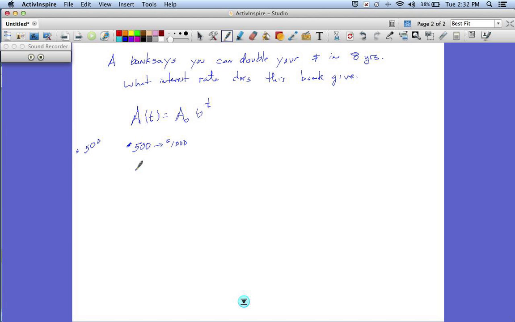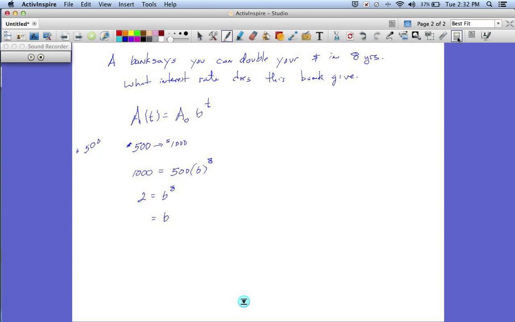All right, so $1,000 is my bank account. My initial amount is 500, and I'm multiplying by something, and I'm doing it over the course of 8 years. So this particular one is on a yearly interest plan, the way I'm setting this up. All right, first step is divide by 500, and I get 2 equals b to the 8th. So b equals the 8th root of 2.